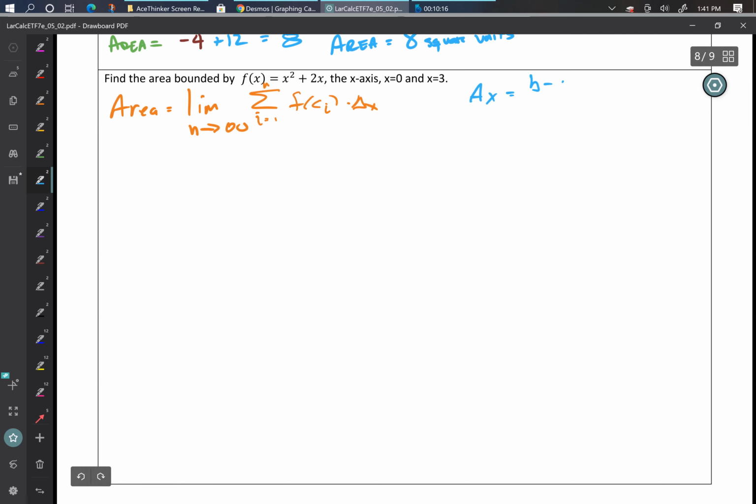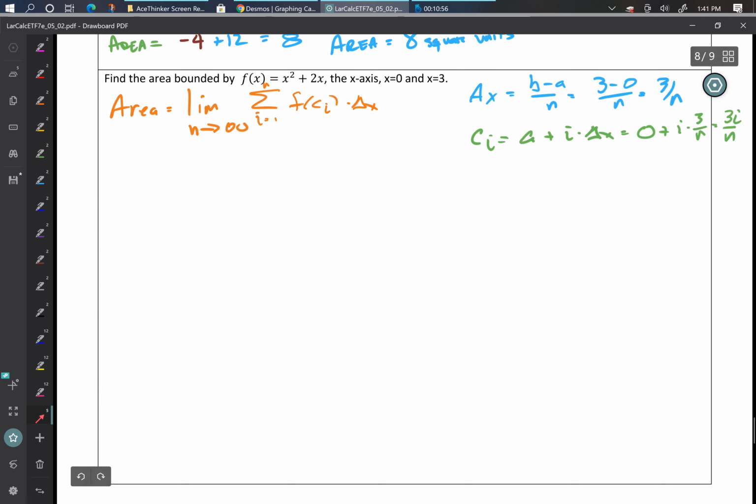Now the formula for delta x says it's always b minus a divided by n. So 3 minus 0 divided by n, or 3 over n. Our c sub i, our sample point, because I'm lazy, I'm going to use the right endpoint. Right endpoint is always a plus i times delta x. In this specific example, a is 0, plus i times 3 over n. Wow, that got ugly real quick. Can't scribble on top of it. 3 over n, or if you prefer, 3i over n.